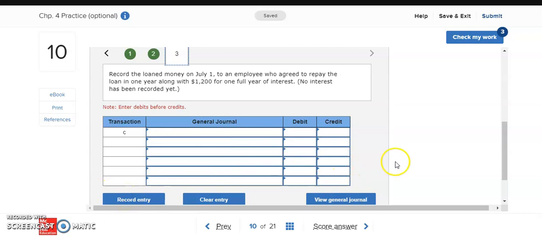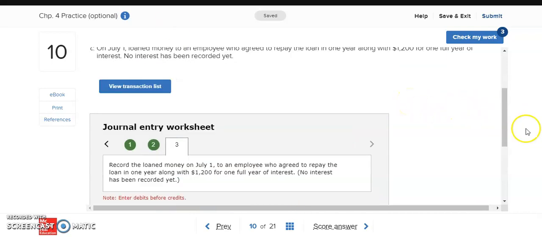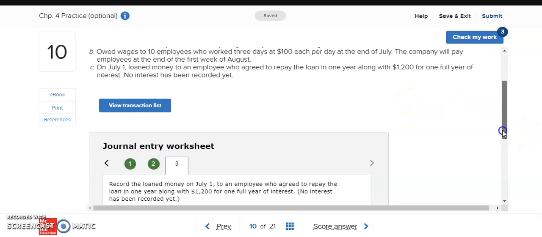And finally, in transaction C, we're asked to record the loan money on, this is actually worded incorrectly. Let's scroll up. On July 1st, loaned money to an employee who agreed to repay the loan in 1 year, along with $1,200 for 1 full year's worth of interest. No interest has been recorded yet.